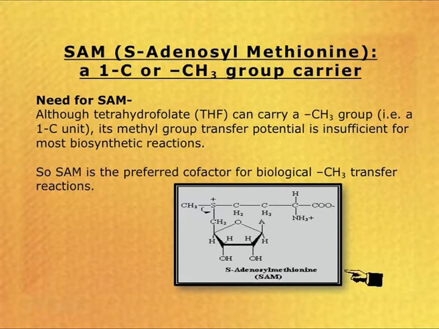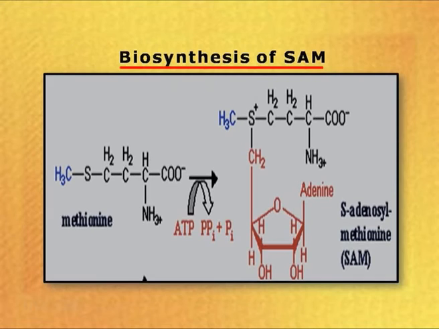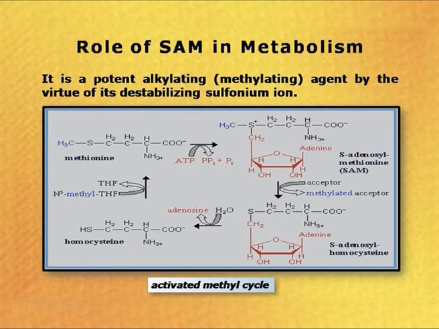This particular slide shows the structure of S-Adenosyl Methionine. This slide shows the biosynthesis of S-Adenosyl Methionine. It is produced from methionine and ATP with the generation of S-Adenosyl Methionine and release of pyrophosphate and inorganic phosphate. This slide shows the activated methyl cycle. Let me explain it to you.